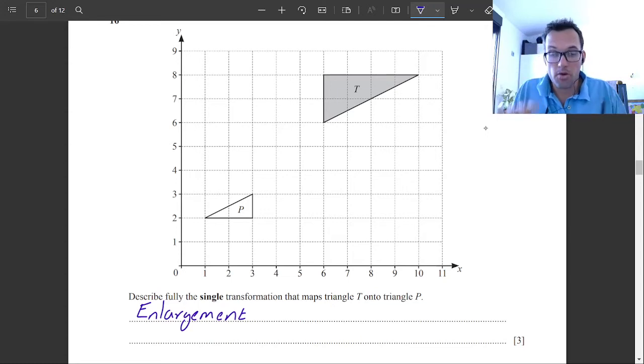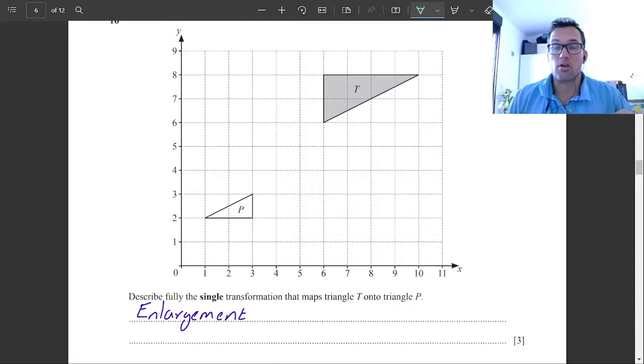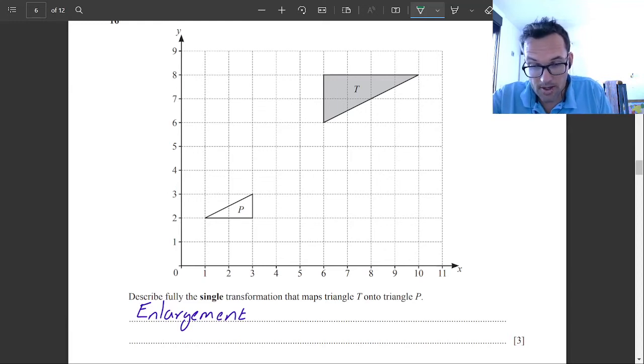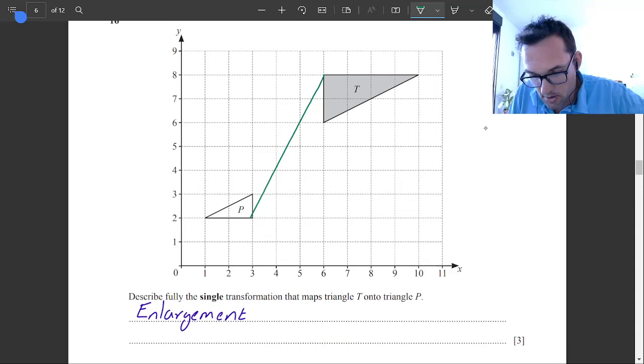With enlargement, we always have guidelines to show us what's going on and our center of enlargement. To find those, we use a ruler and a pencil and we connect the corners with the corresponding corners. Let's start with that right angle corner. We connect the right angle corner with the right angle corner of the enlargement. So going from T to P, I'll draw a line like this. Then we take the next angle above, the bigger of the two acute angles, and we connect those. And lastly, the smallest angle in both triangles, we connect those.